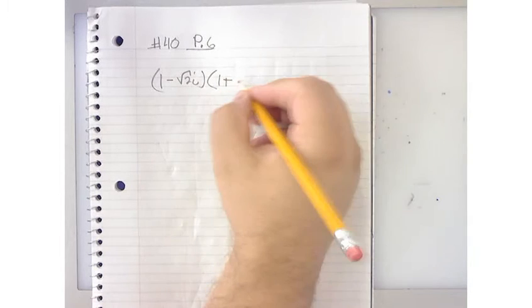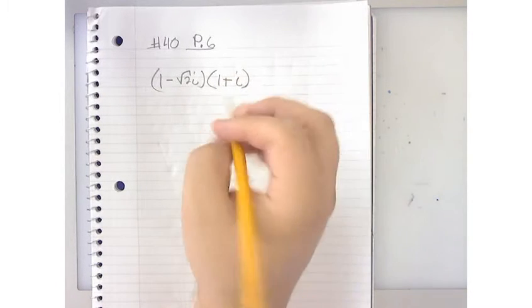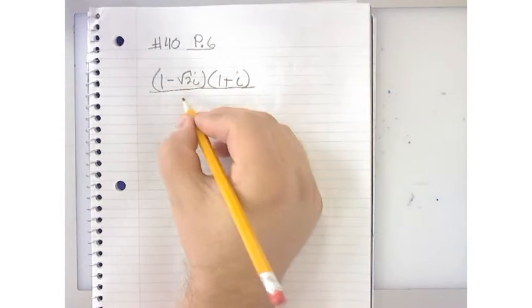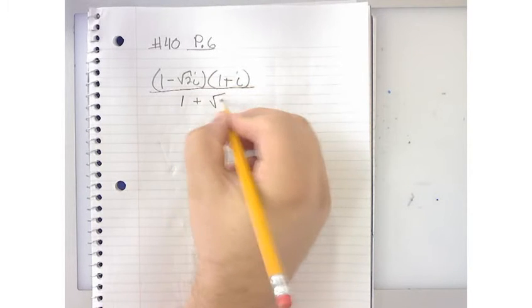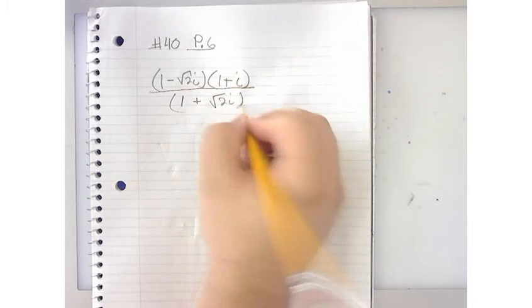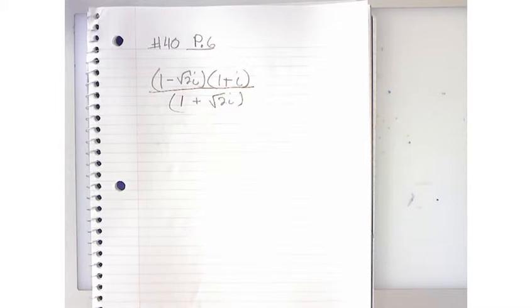Plus i, all over 1 plus the square root of 2i. So that's problem number 40. The problem with that is we don't want i in the bottom of the denominator. If it's going to be in the bottom, that's not cool because it's really the square root of -1, and we don't want square roots in the bottom of the denominator.